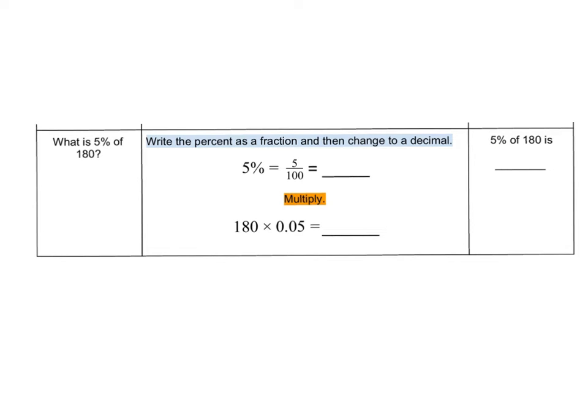What is 5% of 180? We're going to write the percent as a fraction and then change it to a decimal. So 5% means 5 out of 100, or 5 hundredths. The decimal for 5 hundredths, or 5%, is 0.05. Then we can multiply. Remember that when you multiply decimals, you just line up your numbers and ignore the decimal point at first. So I'm just going to multiply 180 times 5.